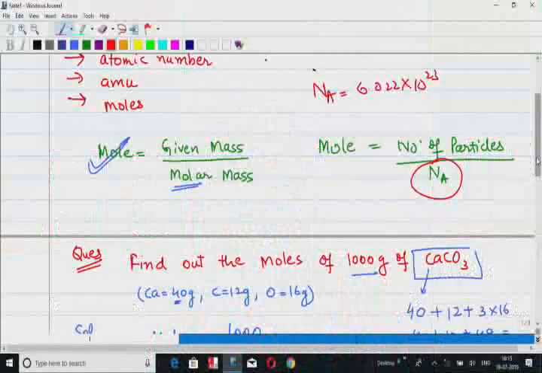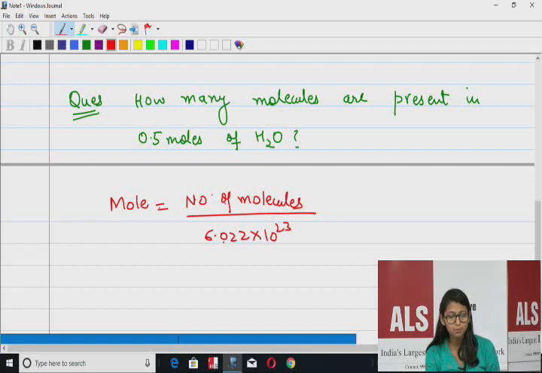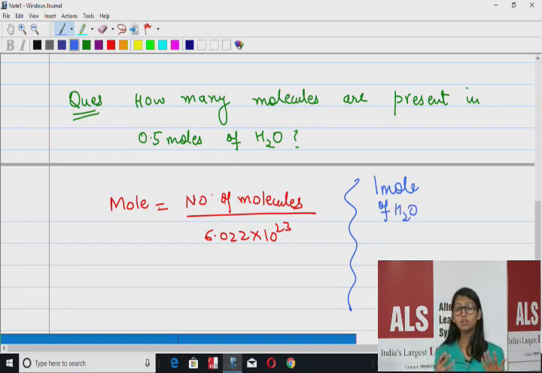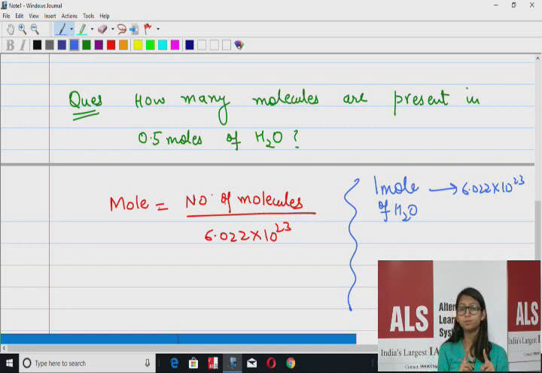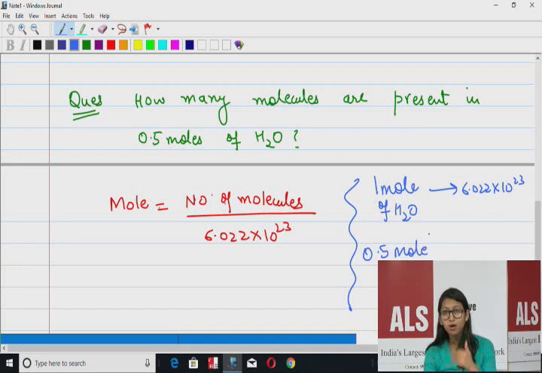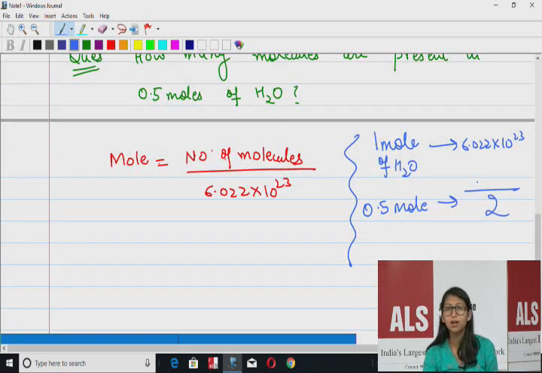So the value of the number is given over here. Now the mole will be equal to the number of molecules divided by Avogadro's number. We can go by the unitary method as well. 1 mole of water contains Avogadro's number, 6.022 into 10 to the power 23, of molecules. So how many molecules will be there in 0.5 moles? It means half of them are there. So what will the answer be this time? It will be obtained by taking half.